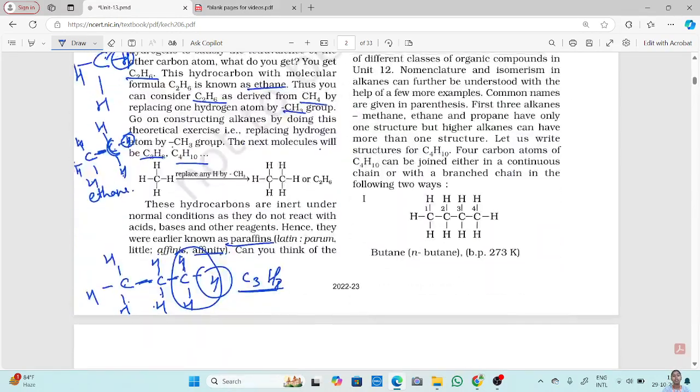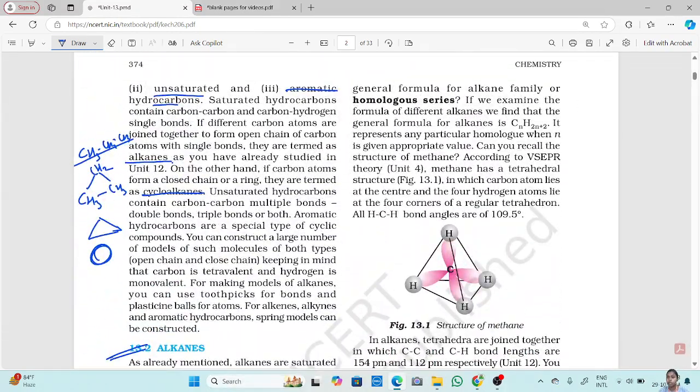Now, can you think of the general formula for the alkane family or homologous series? Now, you know how alkanes can be formed. From methane, remove one hydrogen, add a CH3 group. From that, remove one hydrogen, add another CH3 group. So like this you form a chain. Now how will you write a general formula? If we examine the formulas of different alkanes, we find that the general formula of alkanes is CnH2n+2.